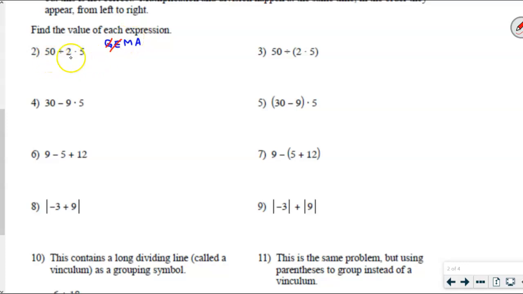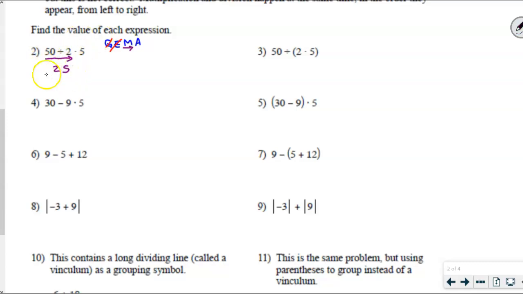Do you see any multiplication or division? Yeah, we see both of them, right? Which one are we supposed to do first? We go in order from left to right. So when I'm going from left to right, what's the first thing I see? Division. So 50 divided by 2. Calculators if you need them, but you should be able to do that in your head. 50 divided by 2 is equal to 25.